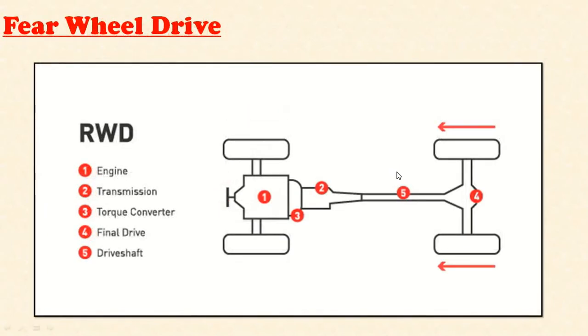Next one, rear wheel drive. In this, the engine is mounted on the front side, and the transmission system means the gearbox. This is a torque converter, which replaces the clutch, the final drive that is the differential, and the drive shaft means the propeller shaft. So, front engine rear wheel drive. In this, the power or torque is transmitted to the rear wheels, and the rear axle is the live axle, the front axle is the dead axle.